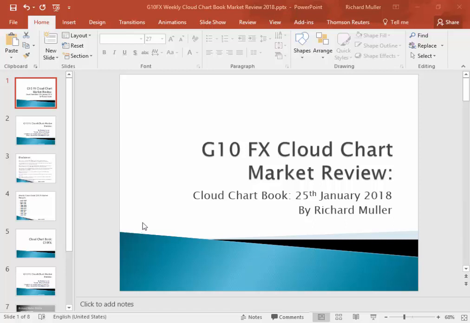Good morning, everybody. It's Thursday, the 25th of January, and today I'd just like to do the G10 FX Cloud Chart market review using Ichimoku Cloud Charts.